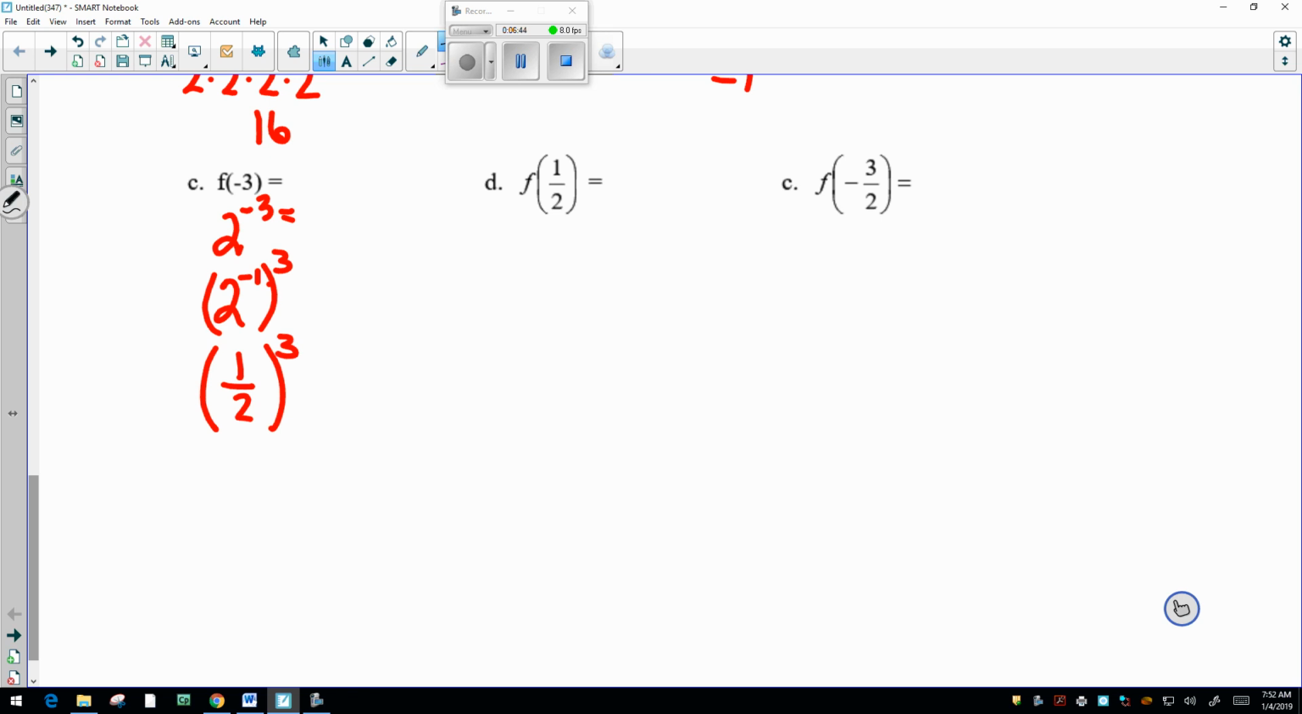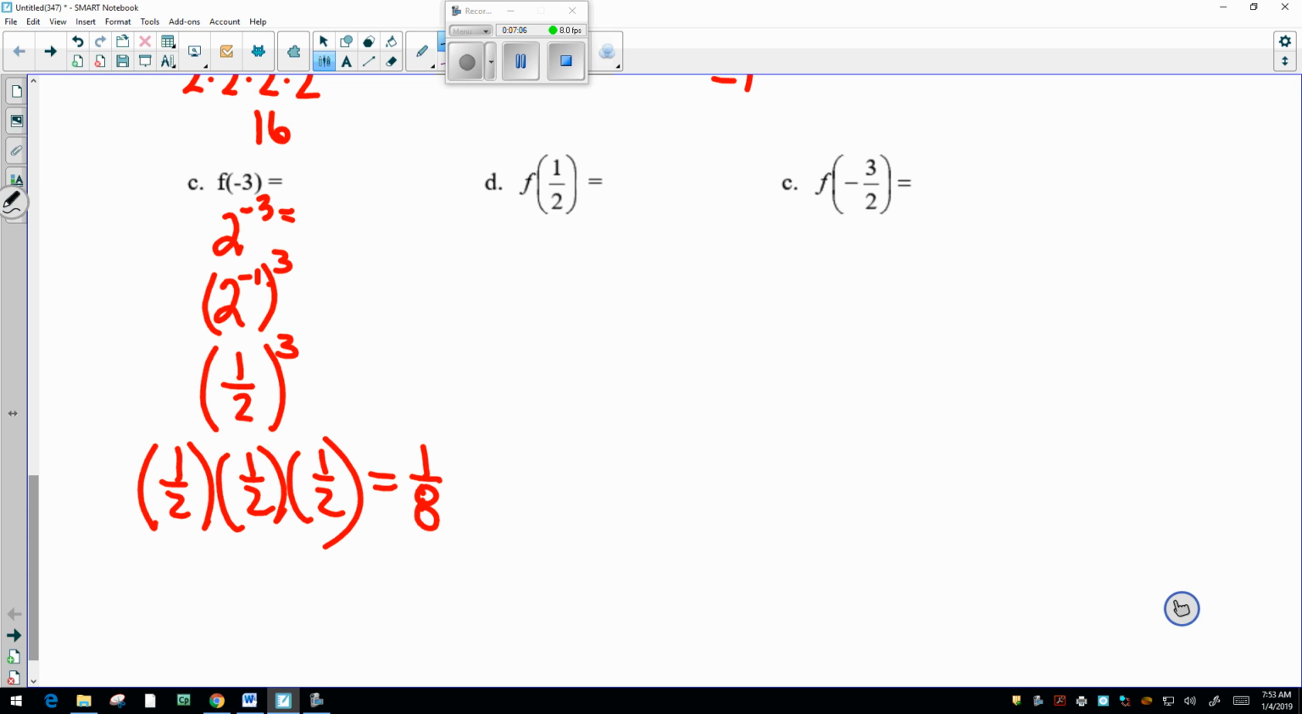So this is what we're really dealing with. So we have 1/2 to the 3rd power. So again, it's like saying 1/2 times 1/2 times 1/2. And when you multiply fractions, I always think tops with tops, bottoms with bottoms. That would get us a value of 1/8.